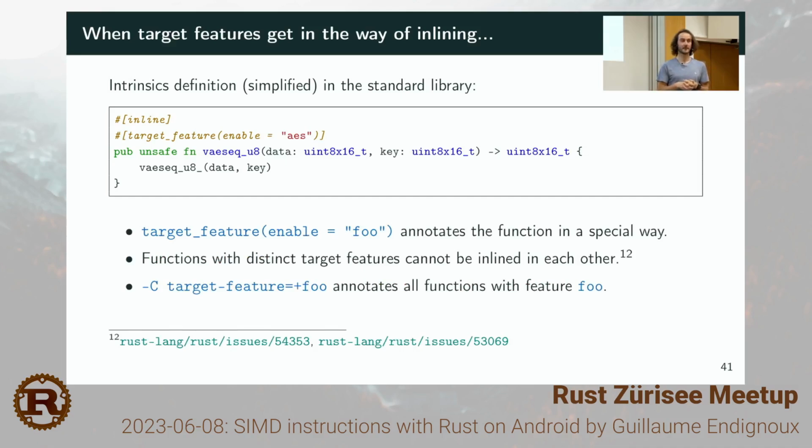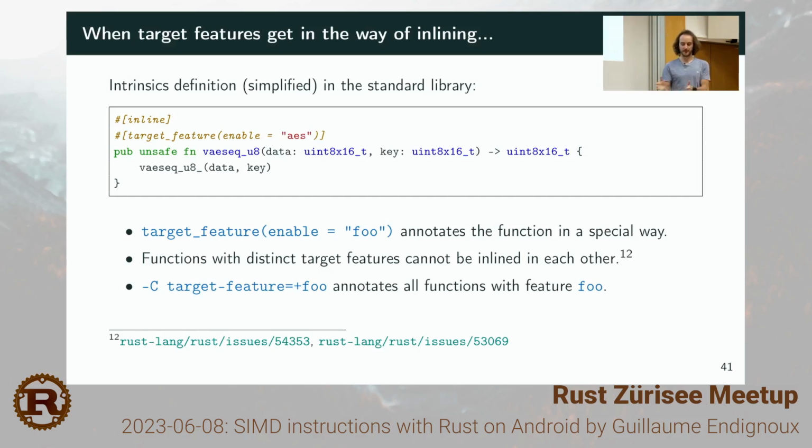So what happens here? There is this target feature enable equals foo that annotates the function in a special way and says, okay, this function is only available for this CPU feature. And the root of the problem here is that if you have a function with this annotation and another function with different annotations, they cannot be inlined in each other. I found a few bugs on the compiler about it.